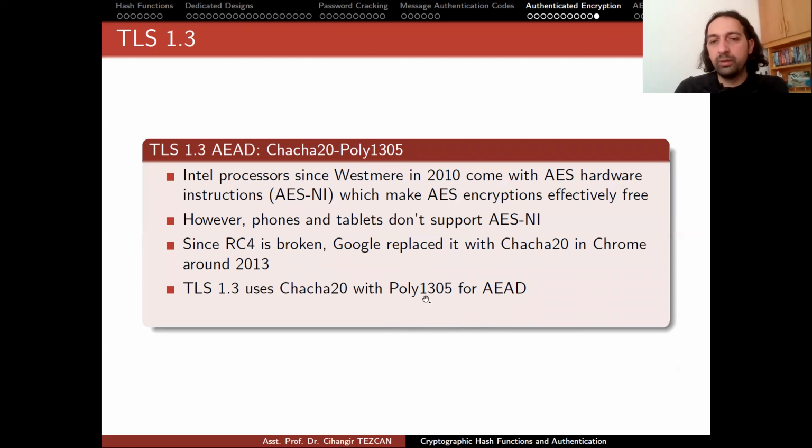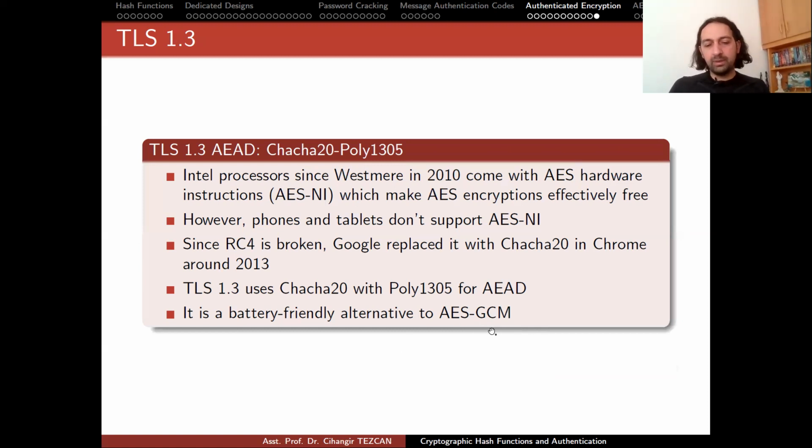I think this is a polynomial as 2 to the power 130 minus 5. This is why it is referred to this. And you can see the details of these algorithms if you prefer. So it is a more friendly alternative to AES-GCM. So this is the whole idea.